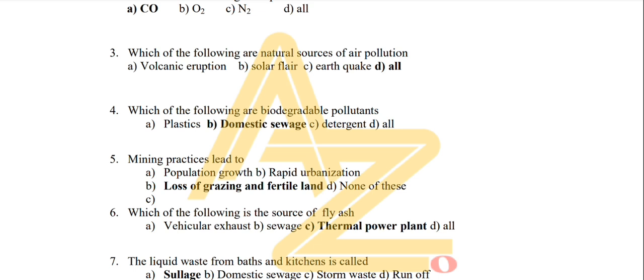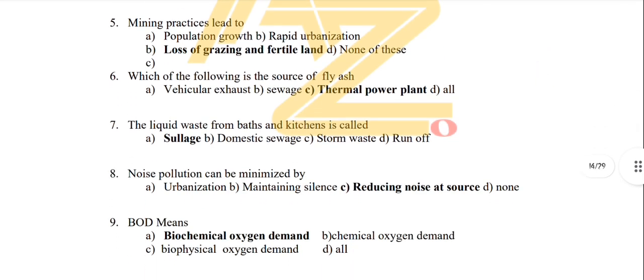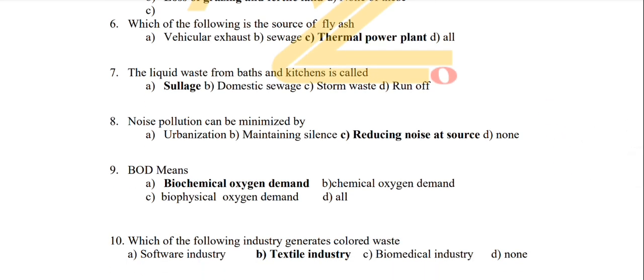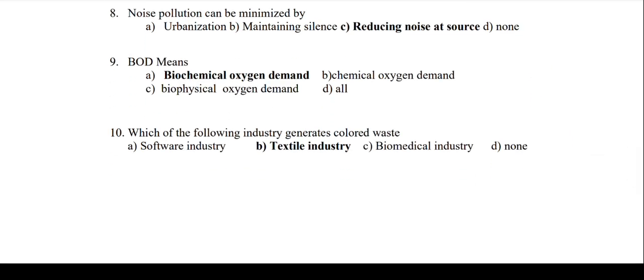Fourth question, which of the following are biodegradable pollutants? Domestic sewage. Fifth question, mining practices lead to loss of organic and fertile land. Sixth question, which of the following is a source of fly ash? Thermal power plant. Seventh question, the liquid waste from baths and kitchens is called sullage. Eighth question, noise pollution can be minimized by reducing the noise at the source. BOD, biochemical oxygen demand. BOD means biochemical oxygen demand.